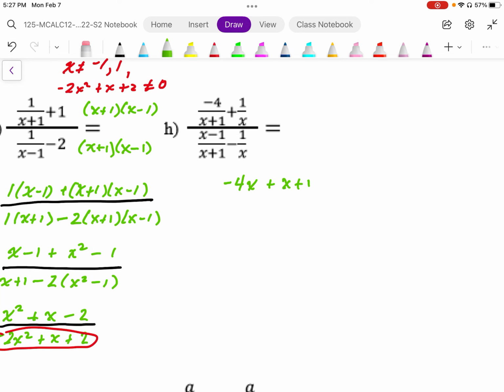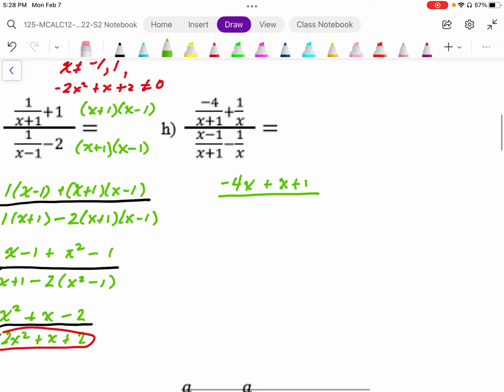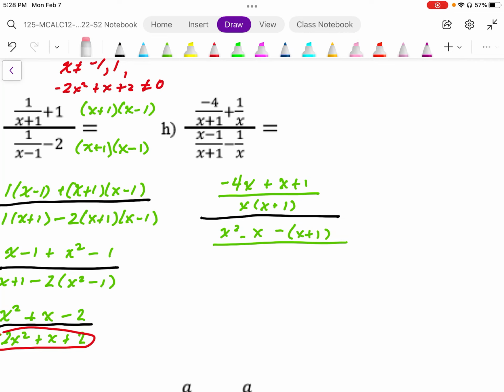So x plus 1, that's going to be the numerator of the numerator. And I end up with x times x plus 1 as my denominator. Okay, that's my main divisor, and I'm going to do the same thing here. I'm going to end up with x squared minus x minus x plus 1, and that's all over the common denominator, which happens to be the same as the numerator, x plus 1.